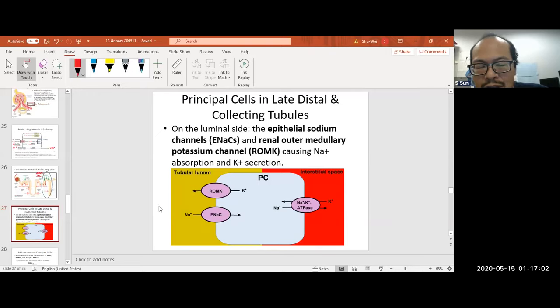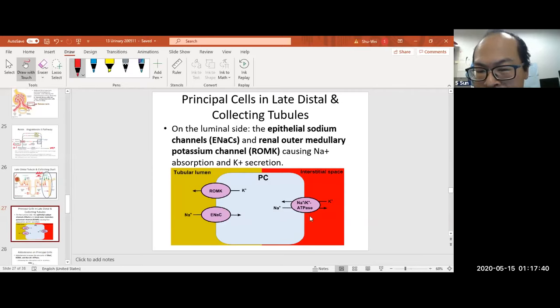As Eddie mentioned last time about the high salt diet, if the high salt diet leaves salt remaining in the tubule, that salt will provide the concentration gradient to push the salt back to our body. And even not high salt, a little bit of salt will push the salt back to our body. And here, these principal cells, every cell has low salt inside of the cell.